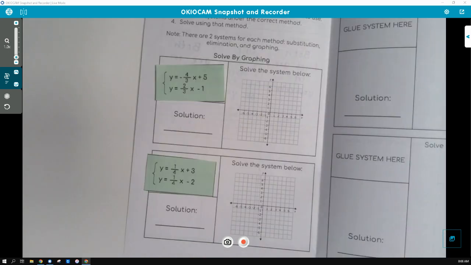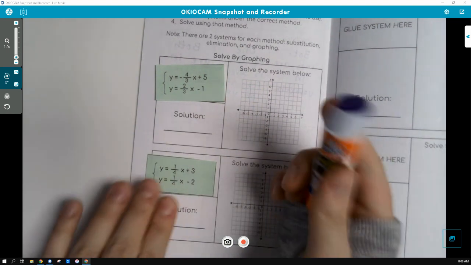I'm actually going to pause this video and I'll restart the video when I come back with them sorted correctly. Pause. Okay, hello video. We picked these 2 equations to go on graphing because they are both in y equals mx plus b form. So get these 2 glued in here.